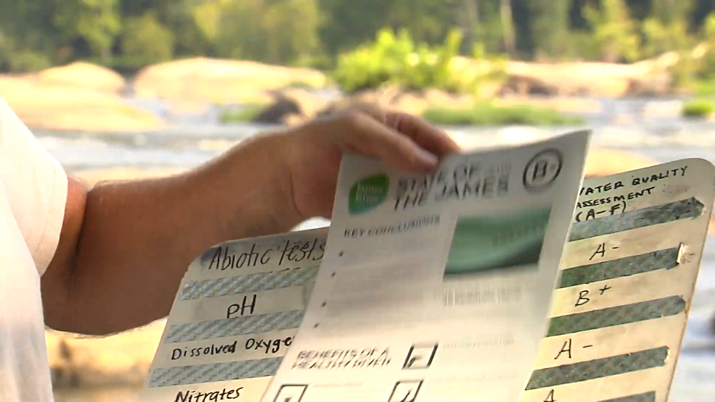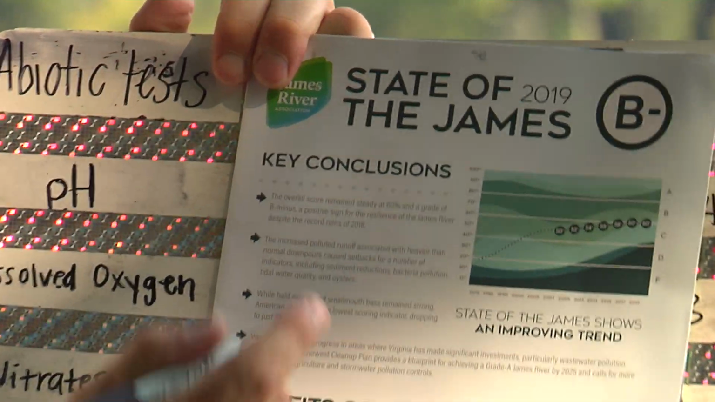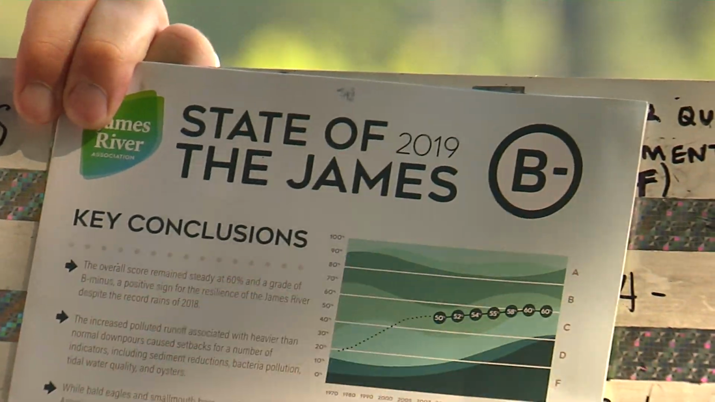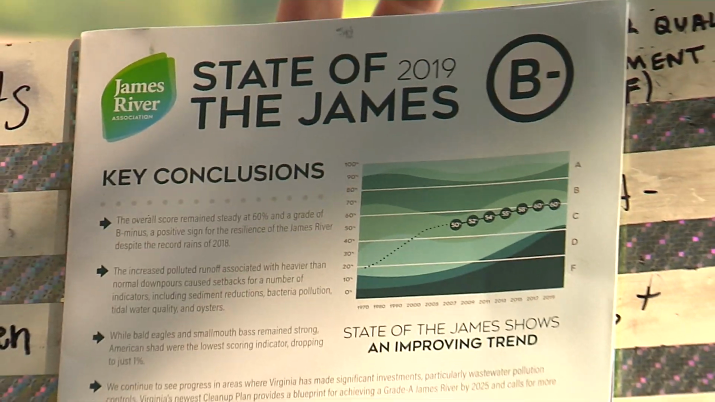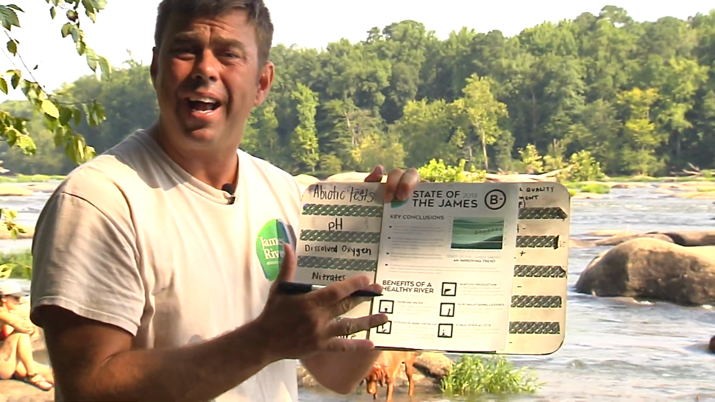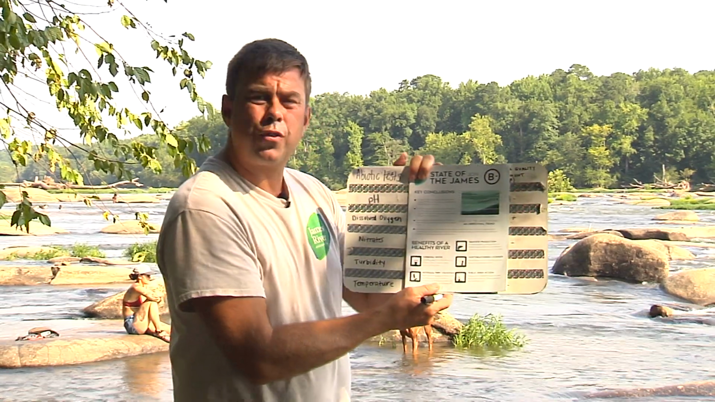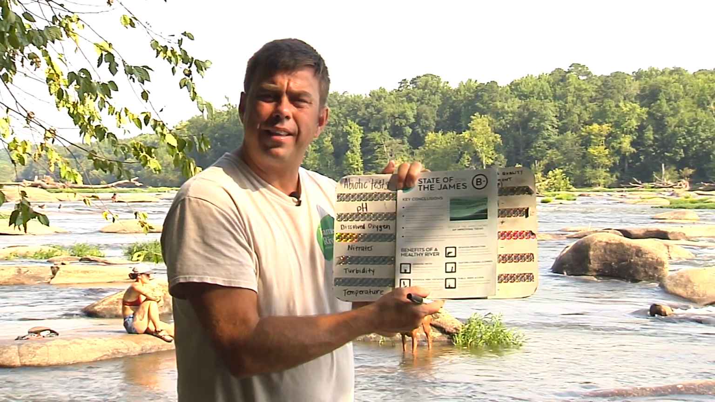I also want to talk to you about where you can get some more information about the health of the James River. You can go to our State of the James 2019 report. Every 2 years we come out with a report of the James River and its health. It analyzes biotic and abiotic components. This is a great resource for you if you really want to know about the health of the James River.